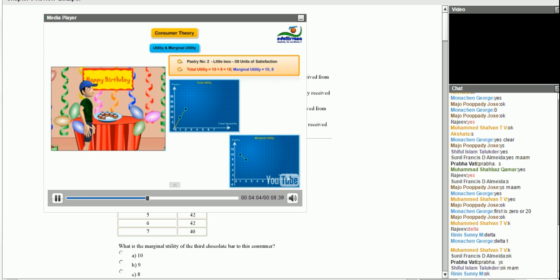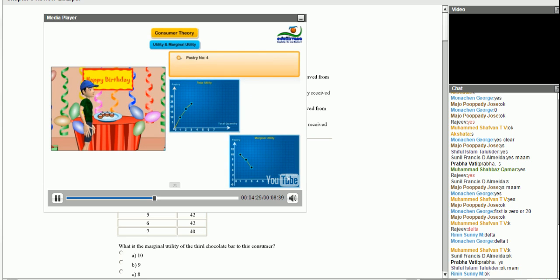Pastry number 3, still good, but you started to fill up. So it adds only 5 units to the sense of well-being. So total utility now is 23, 18 plus 5. But the marginal utility decreased to 5 from 8.